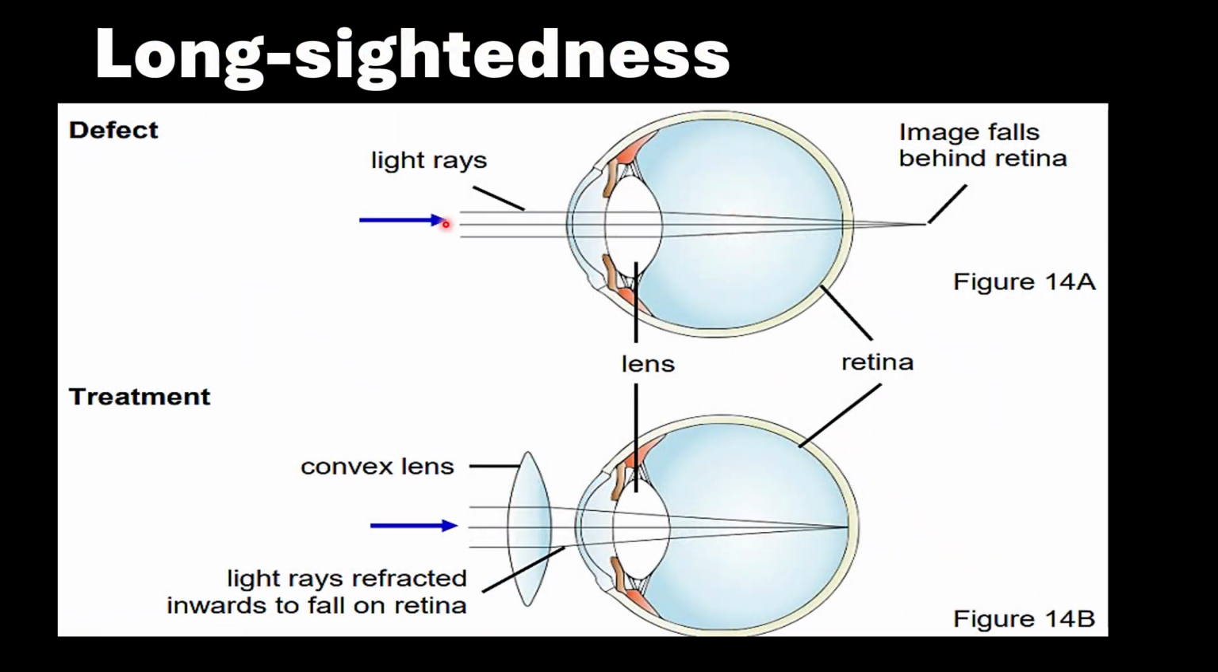So here, what we have is that the eyeball is too short. The person can see far away, but when you bring the object closer, the person cannot see. So how do you correct the condition? You need a convex lens so that it will bring the image that fell behind the retina forward. And only the convex lens can do that.